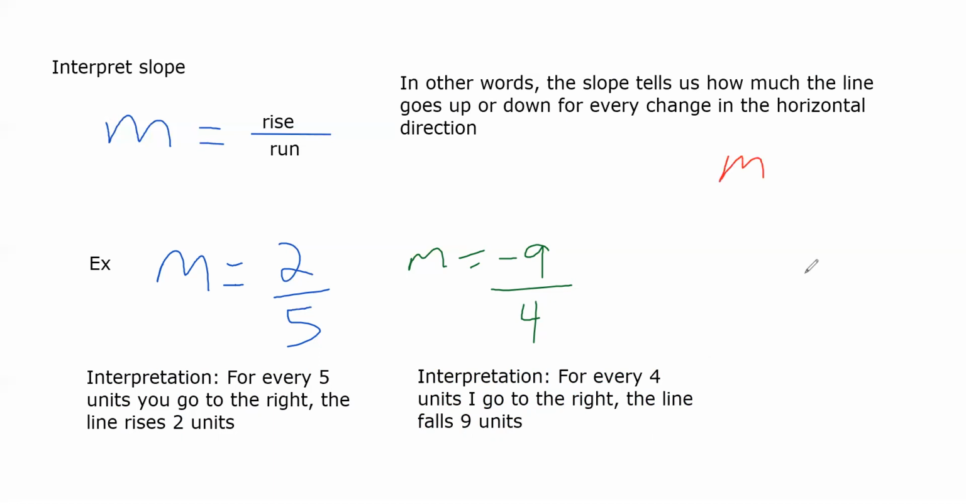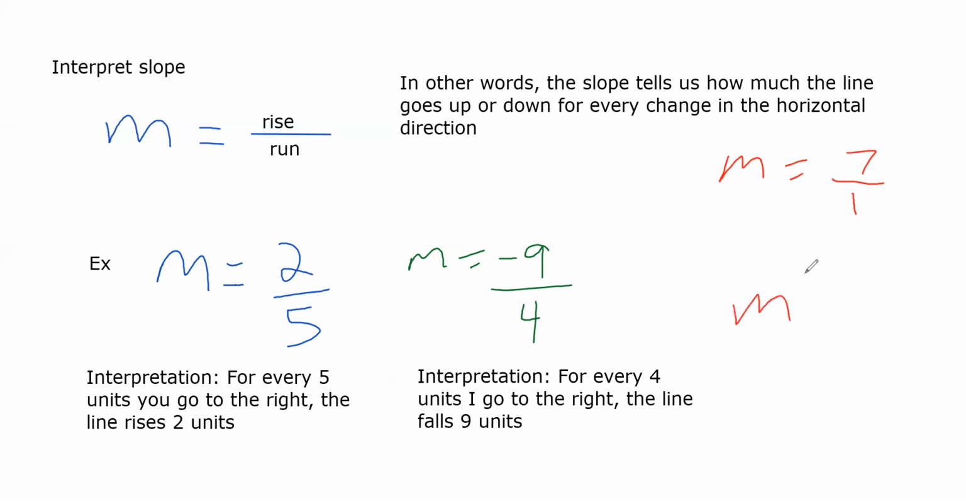What if you had a slope that was just a whole number, like 7? Just tell yourself it's 7 over 1 there, Pilgrim. And then it's the similar interpretation. For every 1 unit you go to the right, the line rises 7 units.